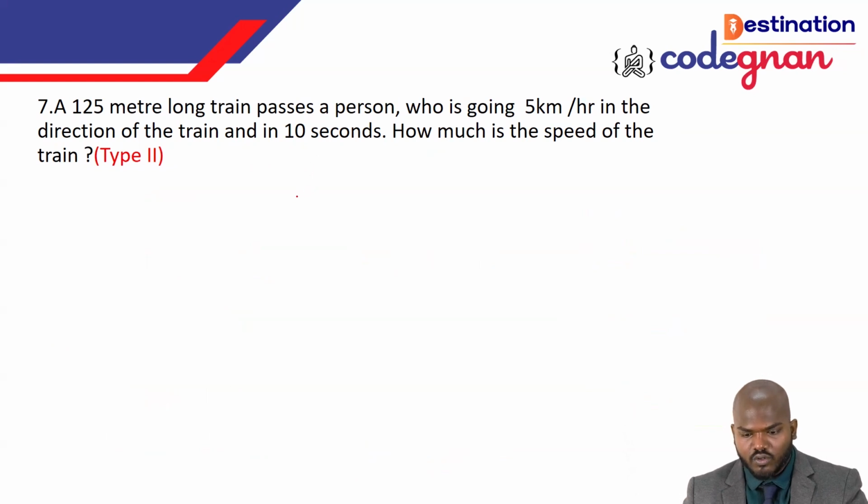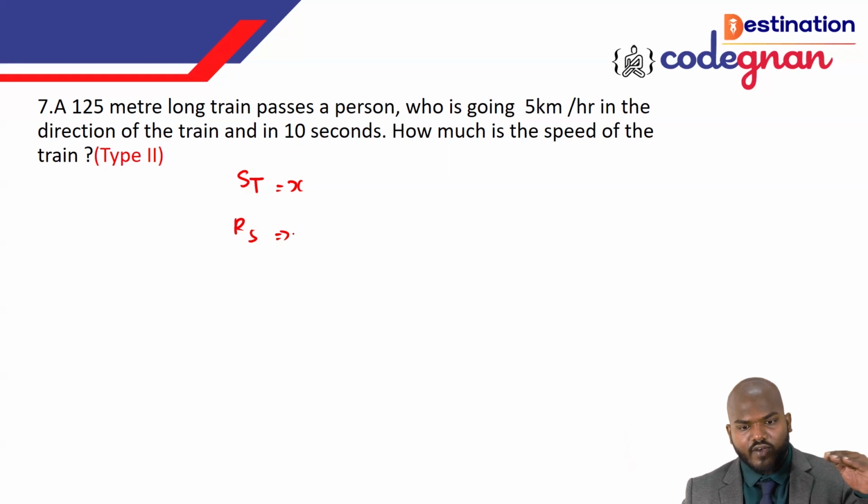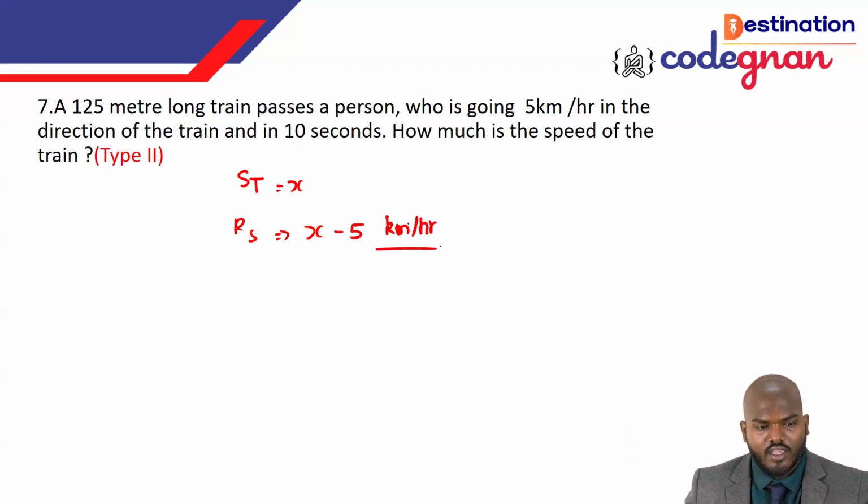Then what you need to do? I'm calling the speed of the train equal to x kilometer per hour. So the relative speed, with the person at 5 kilometer per hour in the same direction, we can call it x minus 5 kilometer per hour. You can mention it here. They are giving that the length of the train is 125 meter.